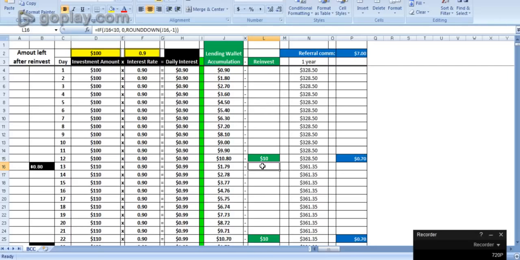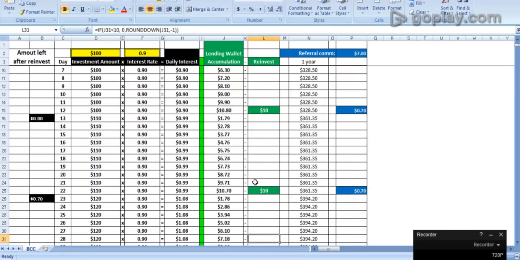So the reason I'm showing you this is you put in your initial investment, and every time you get up to the $10 in this example, you'll make a new reinvestment loan. So this $10 will make your new invested amount now $110. So you'd still get the 0.9% interest, but now instead of 90 cents, you'll get 99 cents. So that's your first building block.